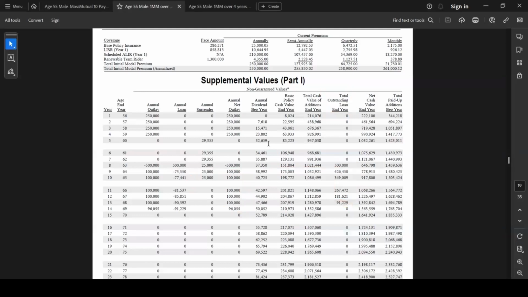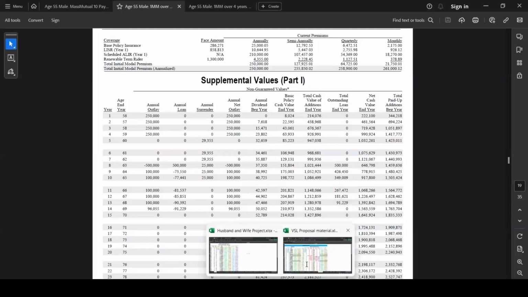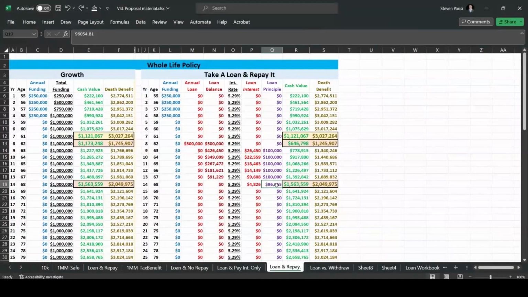So this is a big reason I like to put it on Excel just to get everything in order here. So if we look at this, there's your loan balance of $91,000 and change. Then you've got the loan interest of $4,826. Add the two together, you'll get that $96,550.